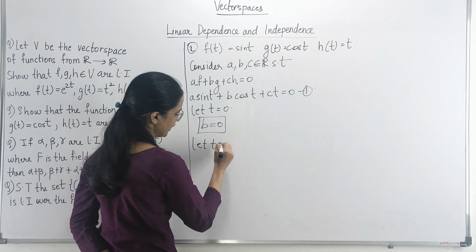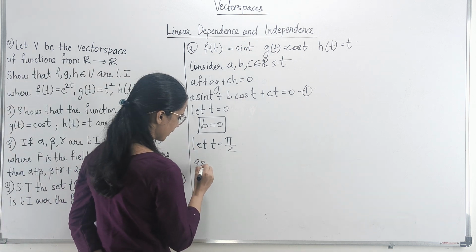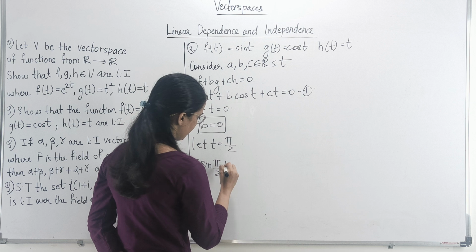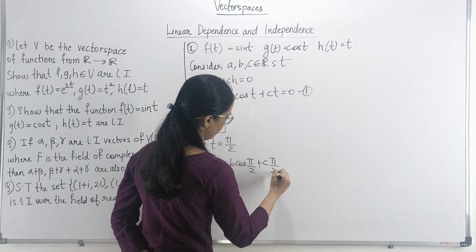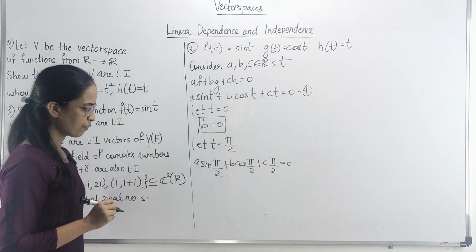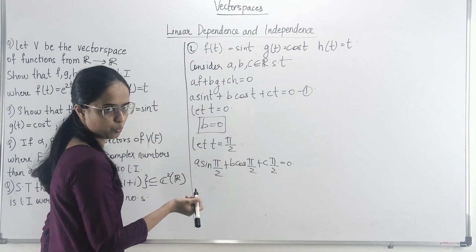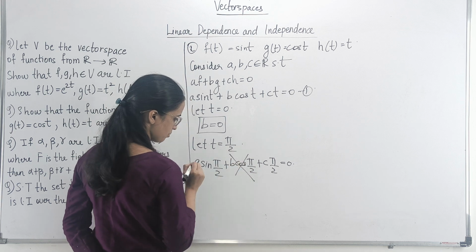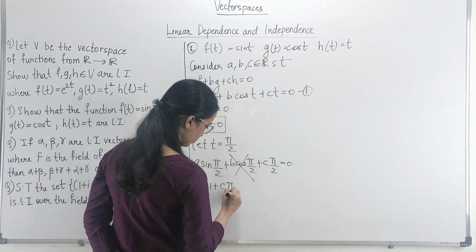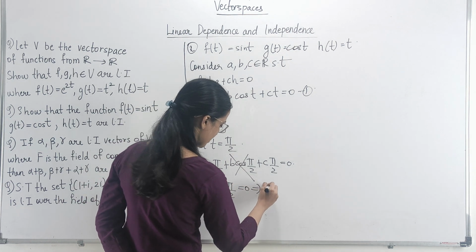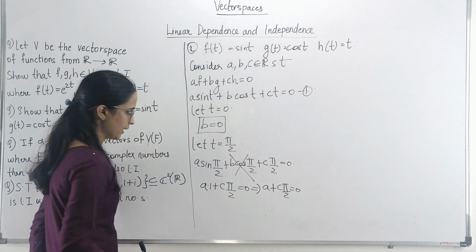Then we take t as pi by 2. Okay, so when I take t as pi by 2, I get the equation as a sin pi by 2 plus b cos pi by 2 plus c pi by 2 equals 0. Now here, if you see, sin pi by 2 is, we all know, 1, but cos pi by 2 is 0, so this term will go and what we get is a into 1 plus c pi by 2 equals 0, which implies a plus c pi by 2 equals 0. Let us keep it like this.